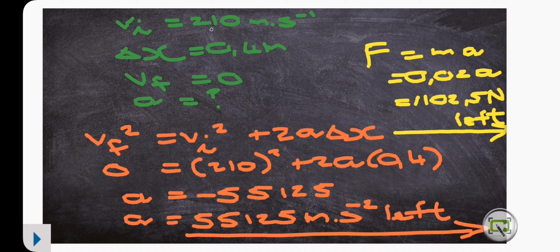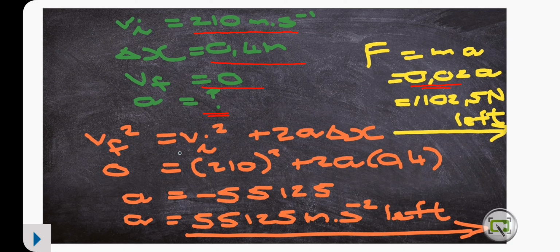We have the initial velocity of the bullet when it enters the block. We have the distance traveled in the block, and we have the final velocity. We can use all of this in our motion formulas to calculate the acceleration of the bullet inside of the block. Once we have the acceleration, we can use Newton's second law formula along with the mass of the bullet to calculate the force.